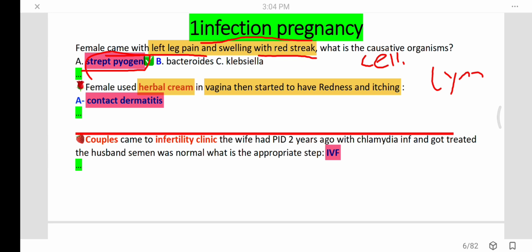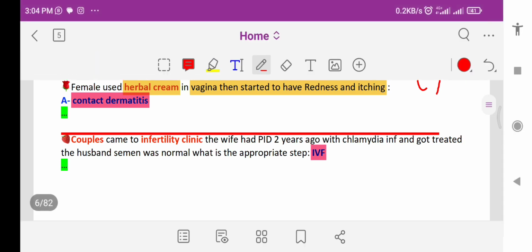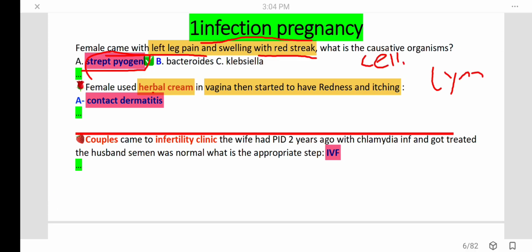So the next question is: a female used herbal cream in the vagina, then started to have redness and itching. The question tells us that there was no itching or redness in the vagina before the use of the cream. So after the female used the cream, she got this redness and itching. So the answer is contact dermatitis over here.